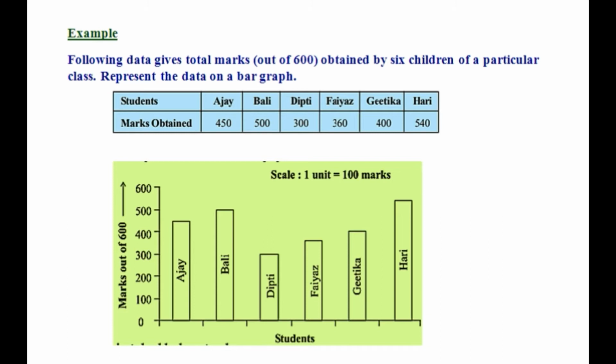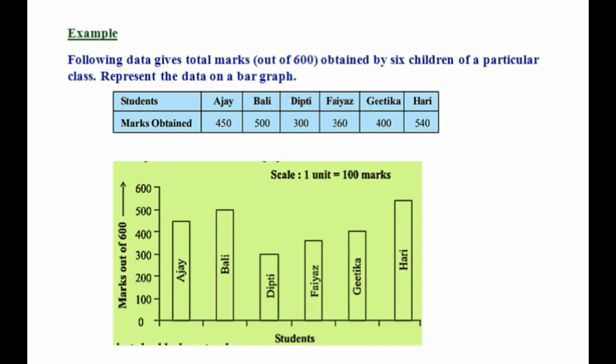Next box you leave blank. Now you draw the bar up to 300. That is Deepthi, 300. The next unit you leave. Then you draw the bar up to 360: 300, 310, 320, 330. That is, one small division is 10. So 350, next 360. You complete the bar.